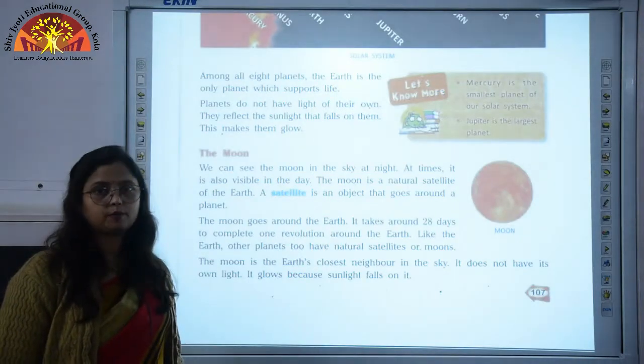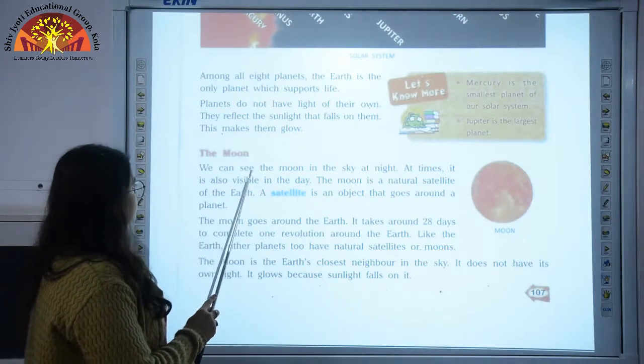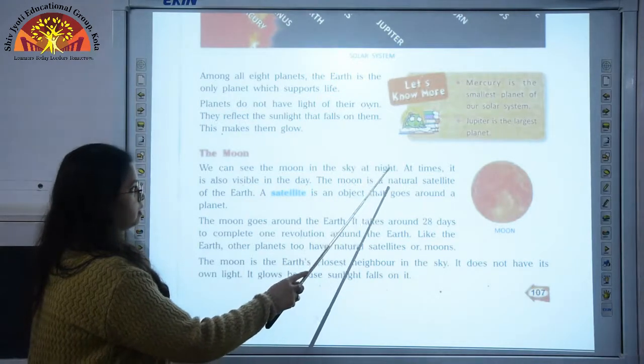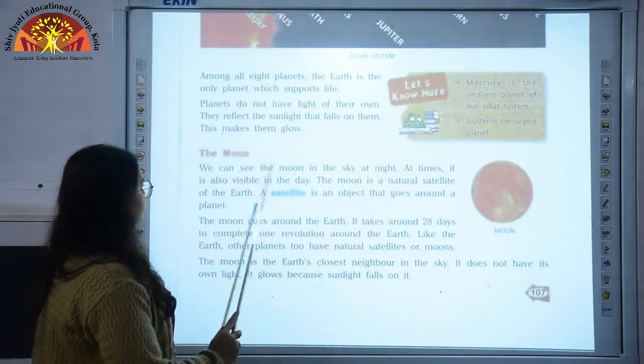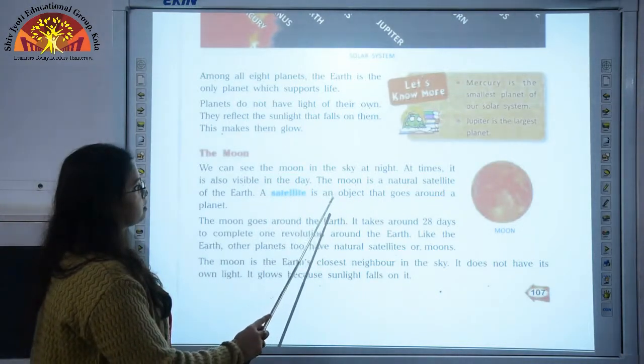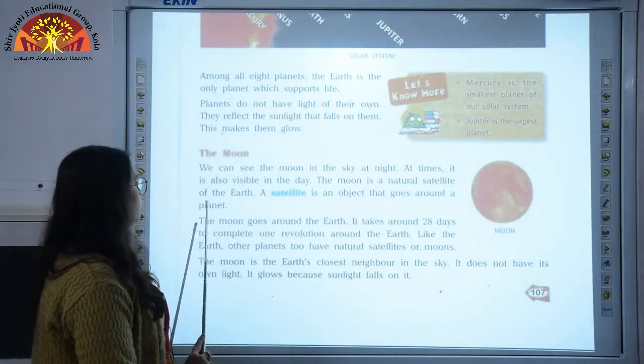So children, now we come to the moon. We can see the moon in the sky at night. At times, it is also visible in the day. The moon is a natural satellite of the earth. A satellite is an object that goes around a planet.